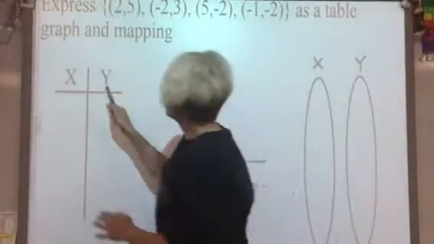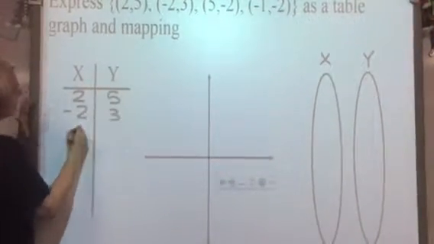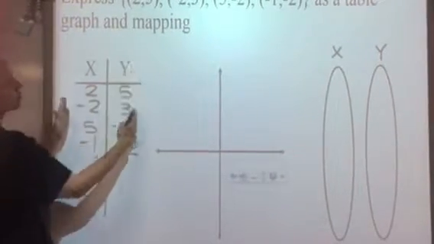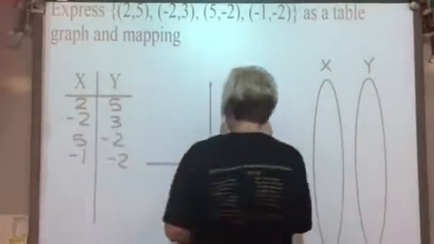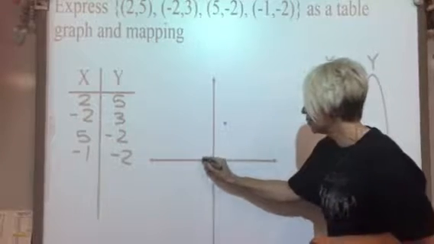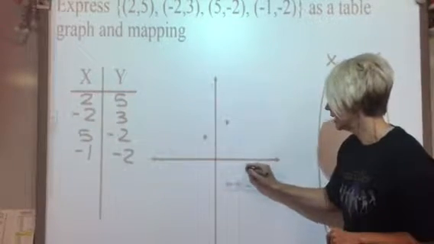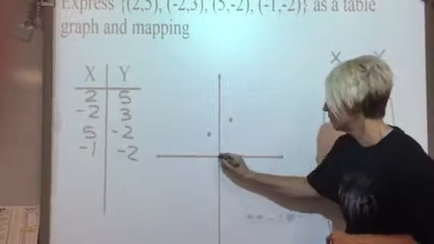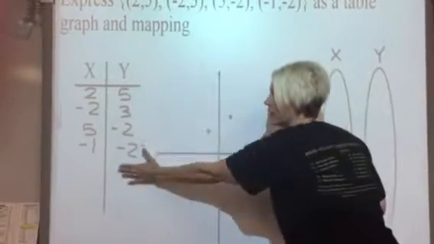So, in our table, we have (2, 5), (-2, 3), (5, -2), (-1, -2). Those are the 4 coordinates that we have in our relation. Now to graph them, right 2, up 5, left 2, up 3, right 5, down 2, move this out of the way here, left 1, down 2. So here are the points of these 4.